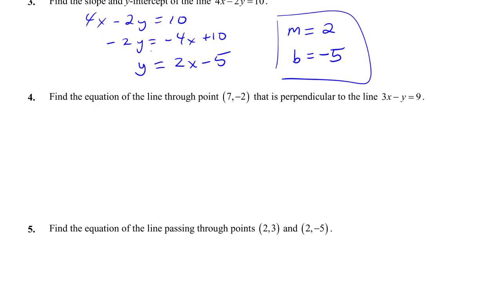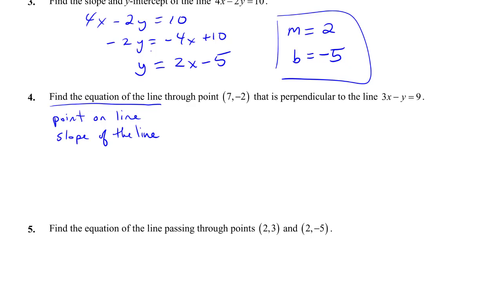Find the equation of a line through point (7, -2) that is perpendicular to the line 3x - y = 9. Okay, so here's a generic find the equation of a line question. And again, if I want to find the equation of a line, I'm going to look for two things in particular. I'm going to look to see if I have a point on the line and if I have the slope of the line. If I have those two, I can easily make the line.